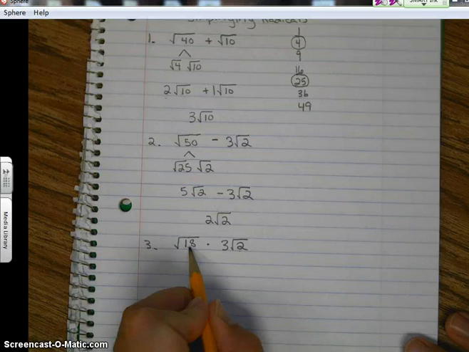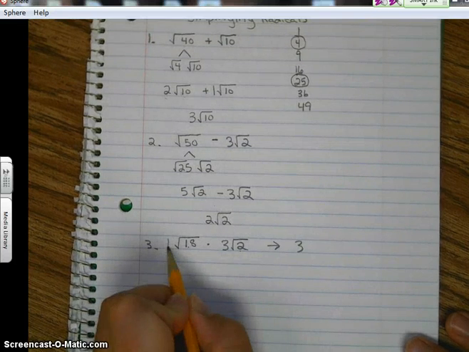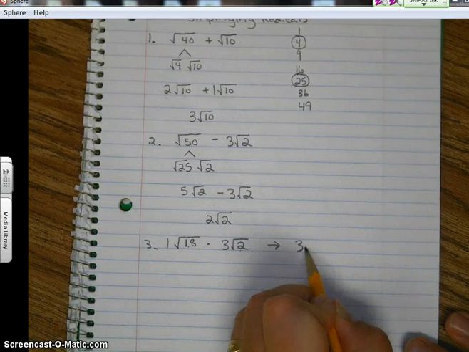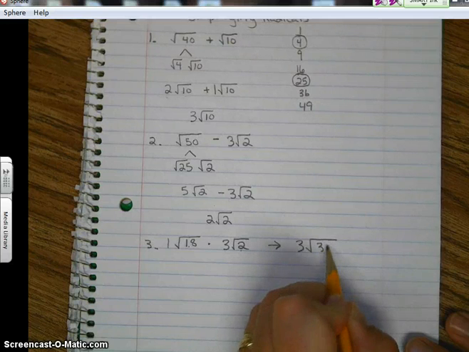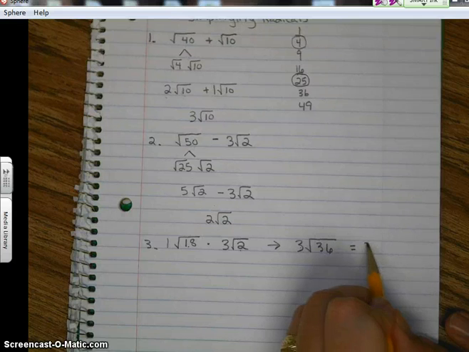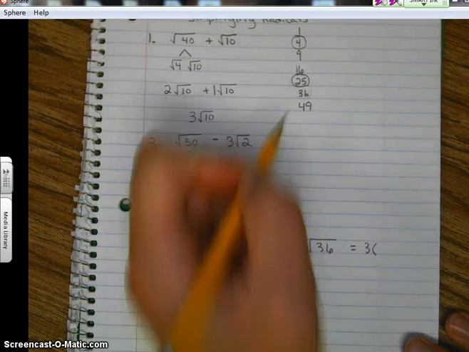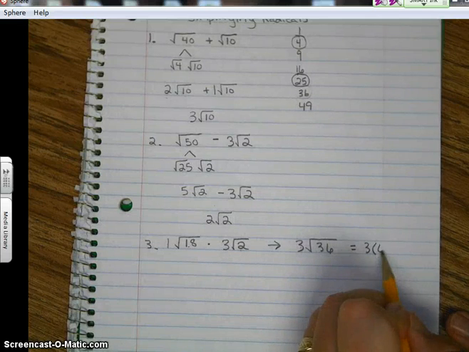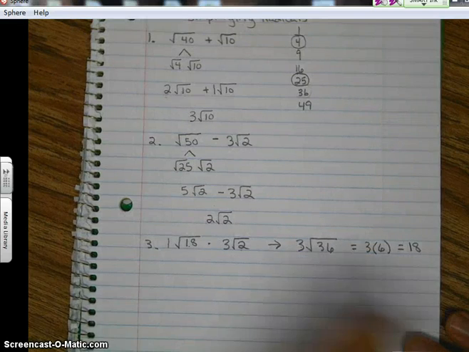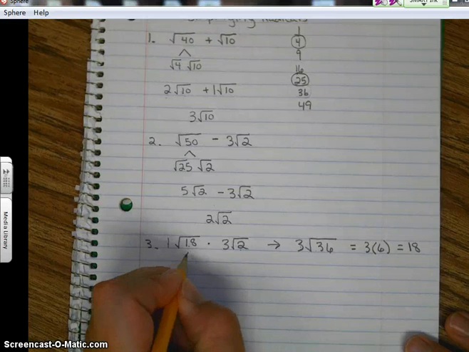So if we take that route, we would end up with 3, because this is a 1. 1 times 3 is 3. 18 times 2 is 36. And then we'd have 3 times the square root of 36, that's one of our perfect square factors, and the square root of 36 is 6. That gives us 18.